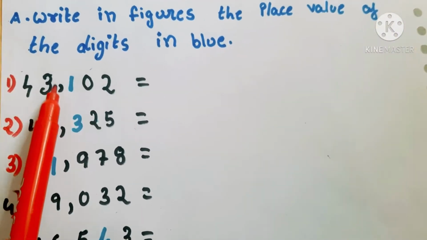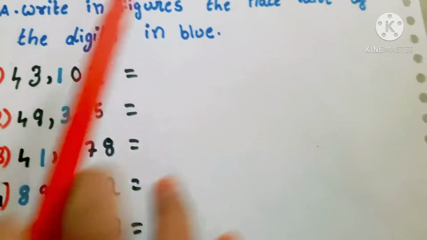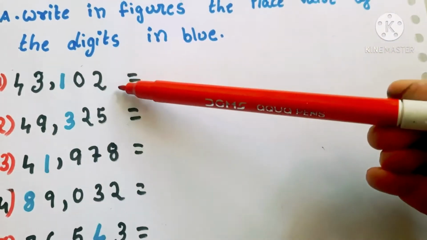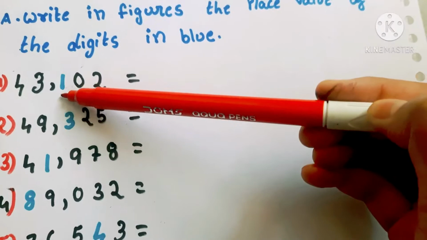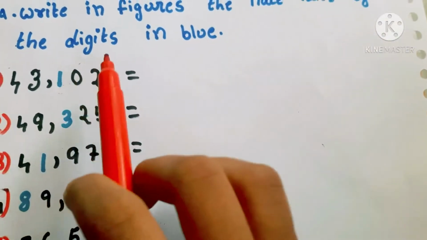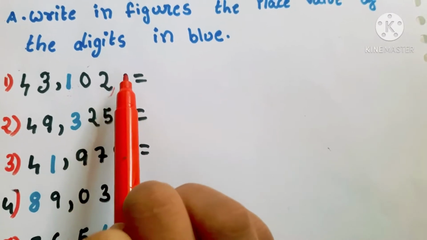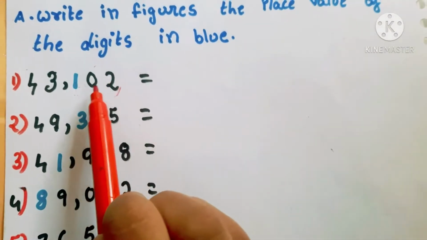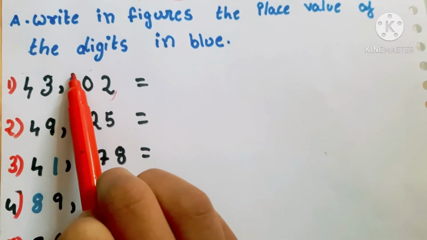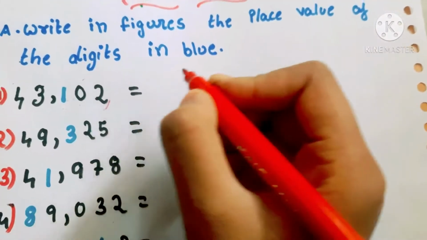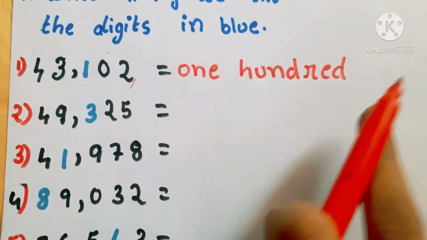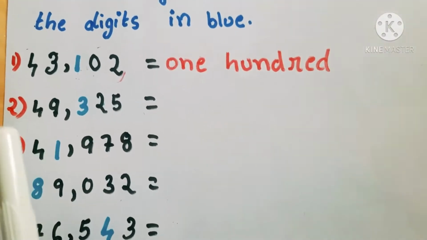You have 43,102. In this 43,102, you have the third digit in blue color. So you have to just count from the ones digit. So ones, tens, hundreds. So this one is in hundreds. So you have to write here 100.